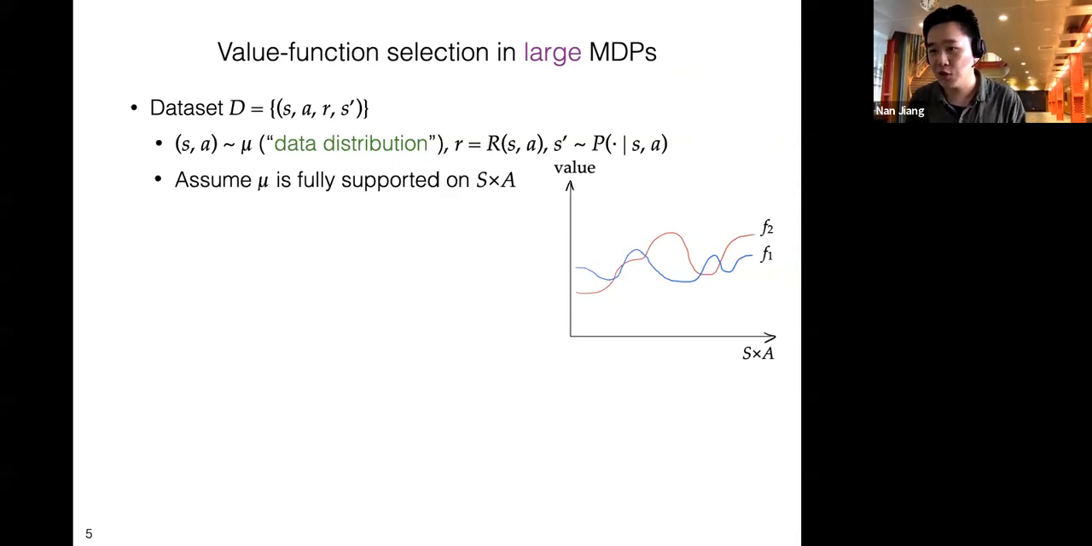For simplicity, we don't really need this, but for now let's just assume that mu is fully supported on the state-action space.